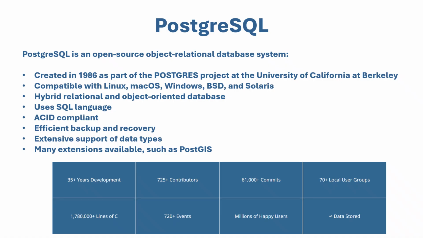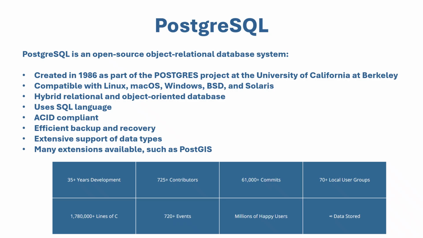A popular choice for many organizations, including Apple, Facebook, Spotify, and Etsy, is PostgreSQL, which we will explore in more detail. PostgreSQL was initially developed in 1986 as part of a project at the University of California, Berkeley, and it has since become widely used by millions around the world. It is an open source relational database compatible with all major operating systems.